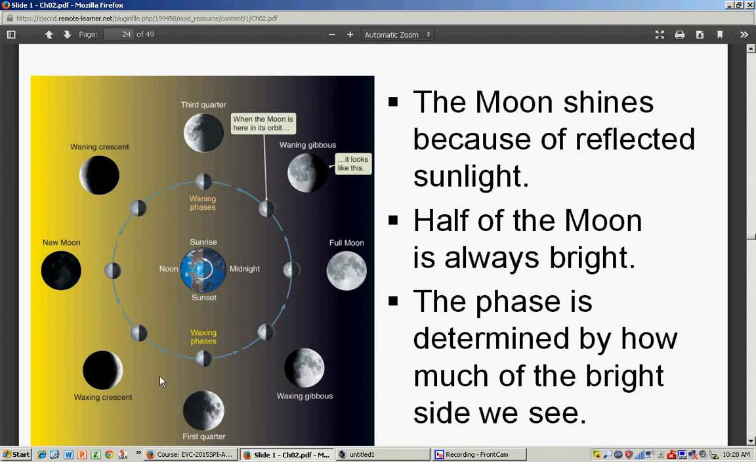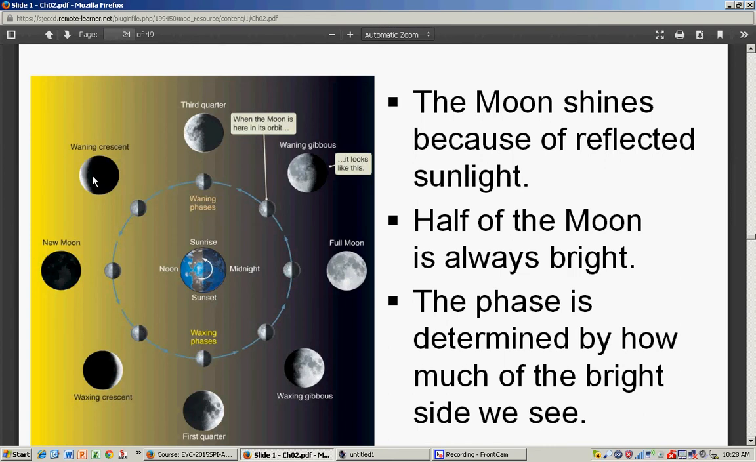See that? And for the first quarter, half of its bright hemisphere now can be seen. It goes from here to there. And then in the gibbous phase, we see more of that. In the full phase, we see all the bright hemisphere. See that? So that's the reason for phases. Phases exist because of a particular configuration of moon, Earth, and the sun. And you can apply the same idea for the waning phase.